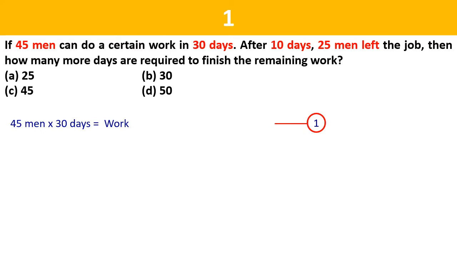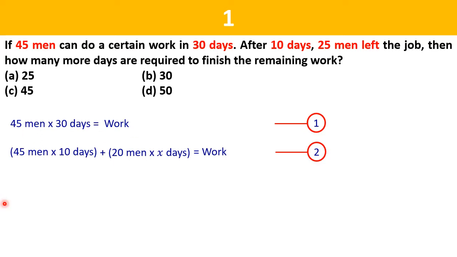How we can build the second equation now? There are initially 45 men for first 10 days. So we can write as 45 men for 10 days. After that 25 men left. So how many are working? Obviously there are 20 men working for the remaining days. So we can write as plus 20 into X number of days they are working further. And the work produced is same. So this is your equation number 2.